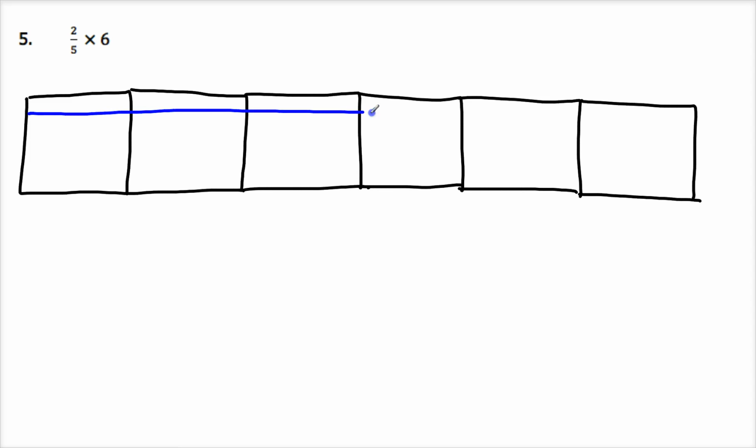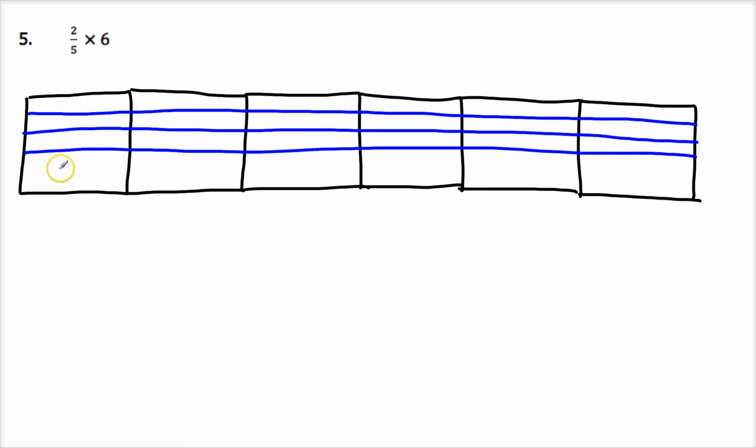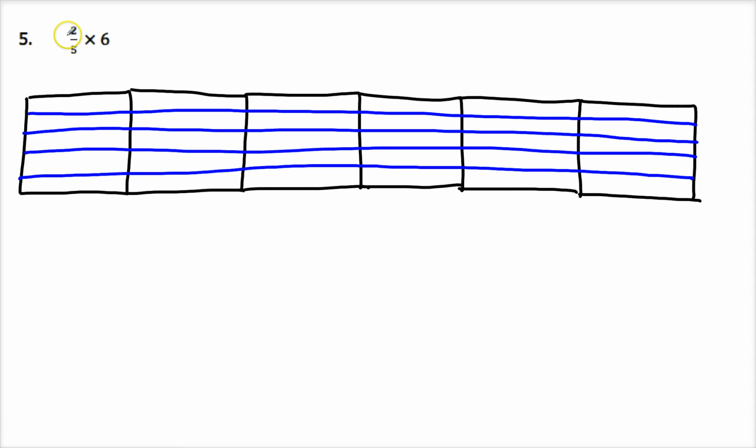There's 1/5, 2/5, 3/5, 4/5, and 5/5. Okay. Each of these whole pieces, I'm going to shade 2/5 of these whole pieces. So there's 2/5. There's 2/5, 2/5, 2/5, 2/5, and 2/5.